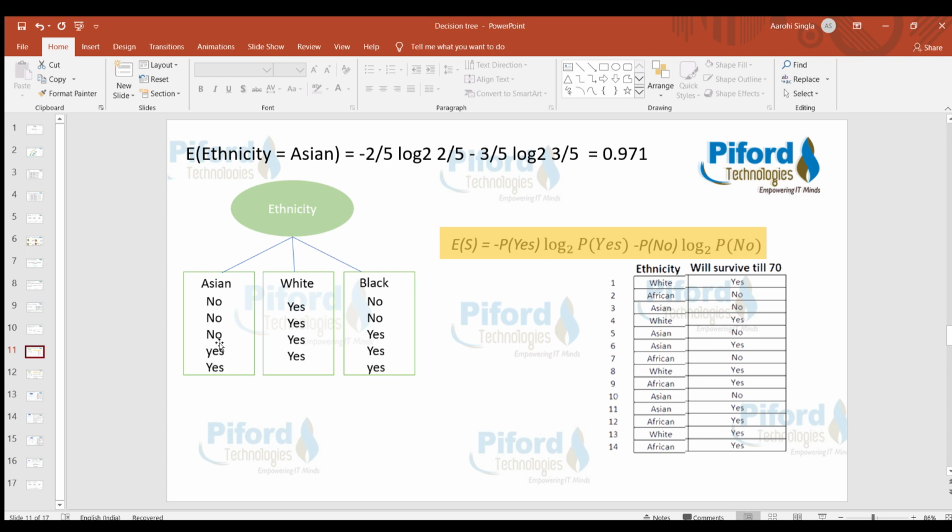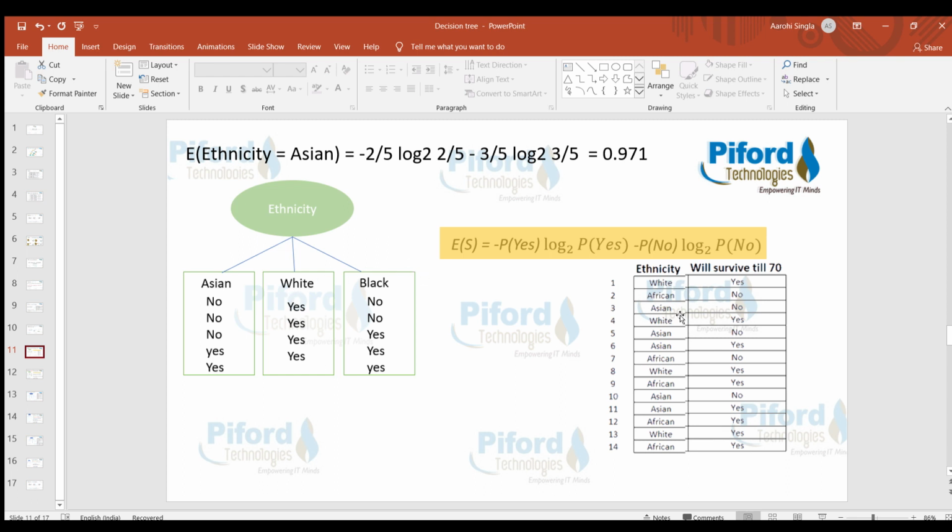So this is what I've written here. In the same way, check how many records with ethnicity equal to white there were. So we were having 4 records and all yeses. That means we have 4 records belonging to white ethnicity and all survived till 70.